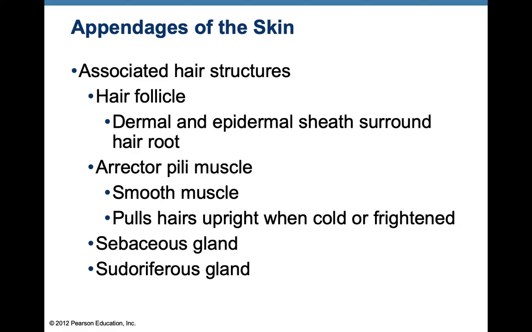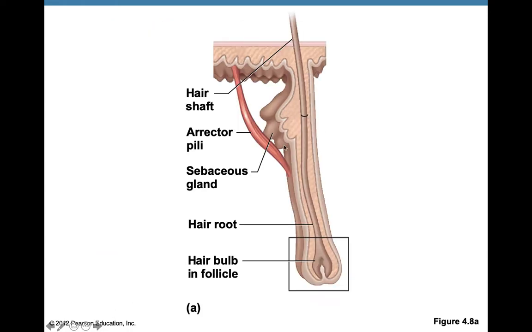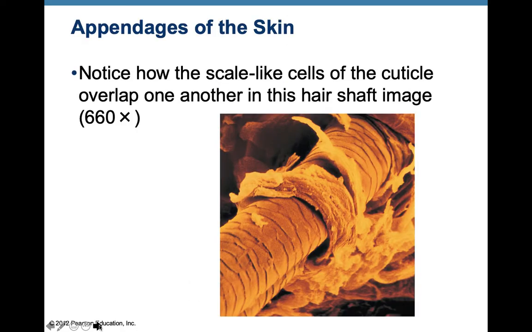Sebaceous glands are the oil glands, remember. The sudoriferous glands are the eccrine and the apocrine glands. So when you look at the hair shaft there, you've got the sebaceous gland, you've got the shaft coming out. The bottom part here is the bulb of the follicle. Above that is the hair root. There is the muscle called the erector pili.